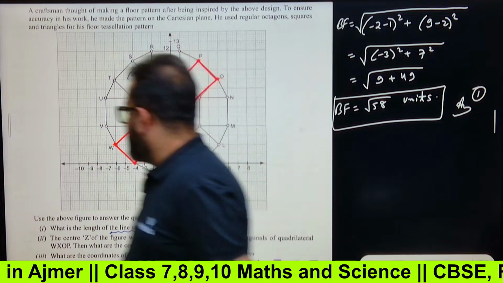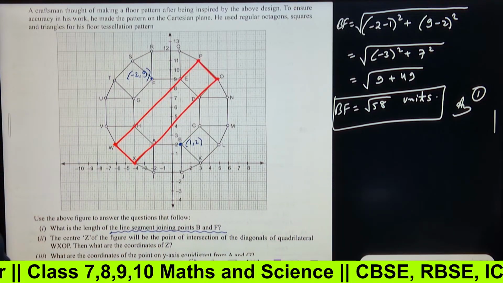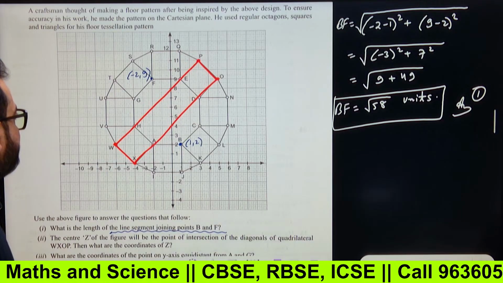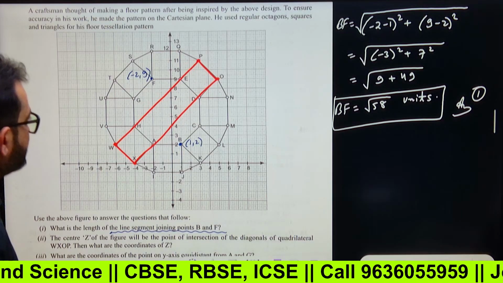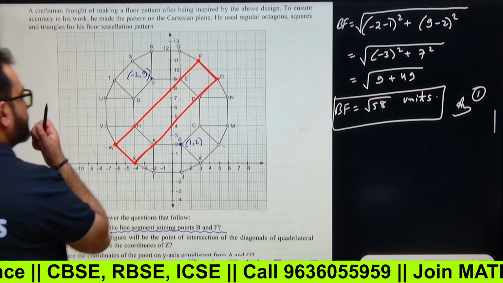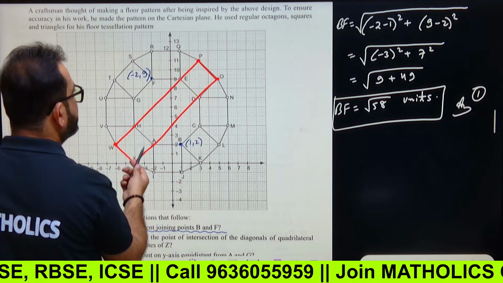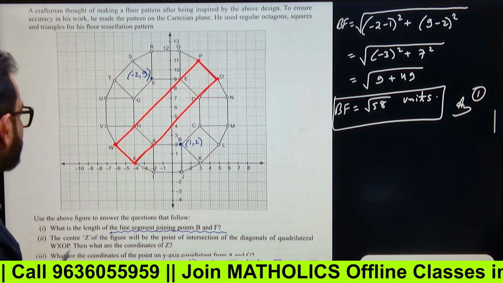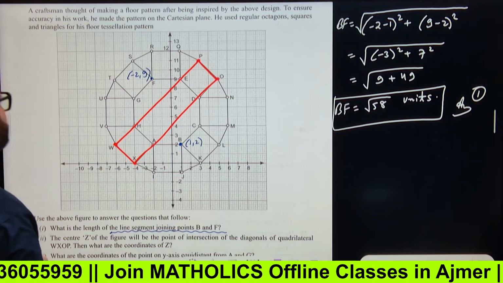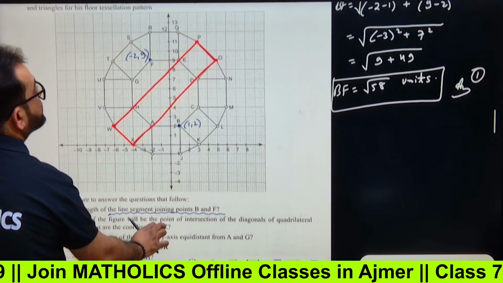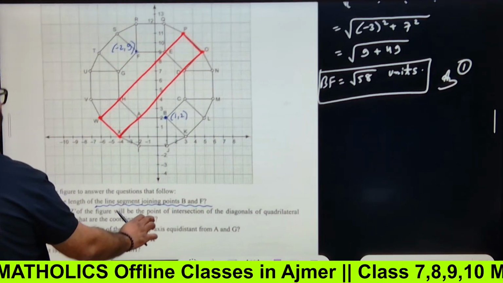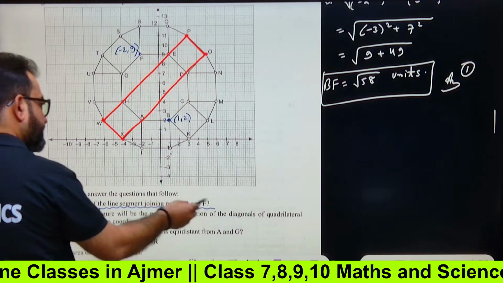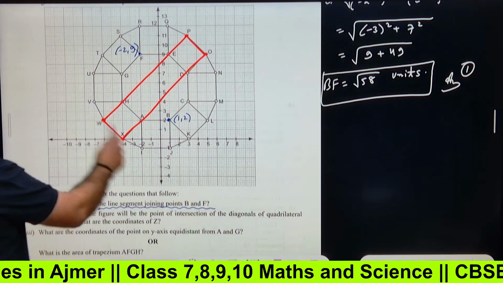Now see. If this is the figure, they are saying the center Z of the figure will be the point of intersection of the diagonals of quadrilateral WXOP. Where is Z given in this figure? I think we have to plot it. Okay, we'll plot it.